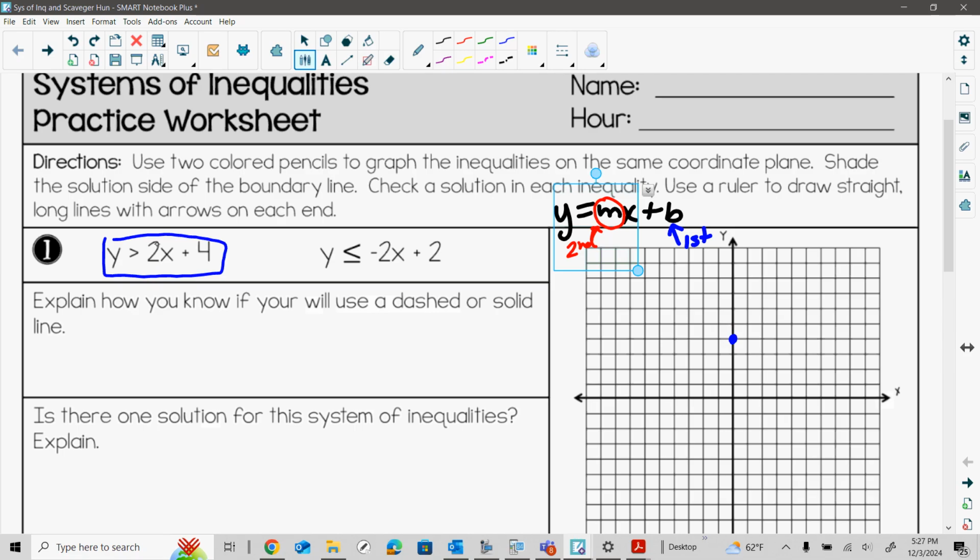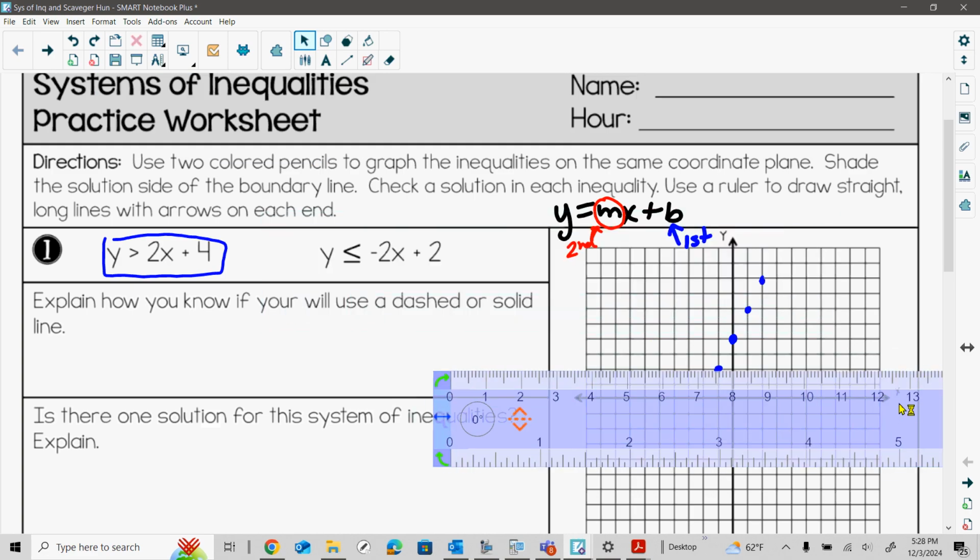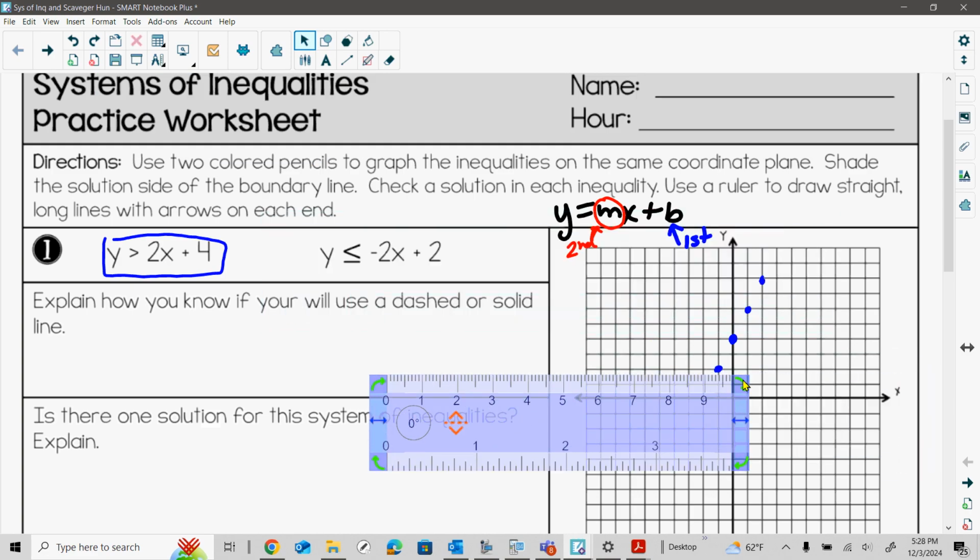And then because our slope here is 2, that's the same thing as 2 over 1. So what we're doing is counting up 2 and then to the right one and plotting that point. So up 2, to the right one, or you can go in reverse order, which is down 2 to the left one. And because our inequality is greater than, that's going to let me know that my boundary line is going to have to be dash.